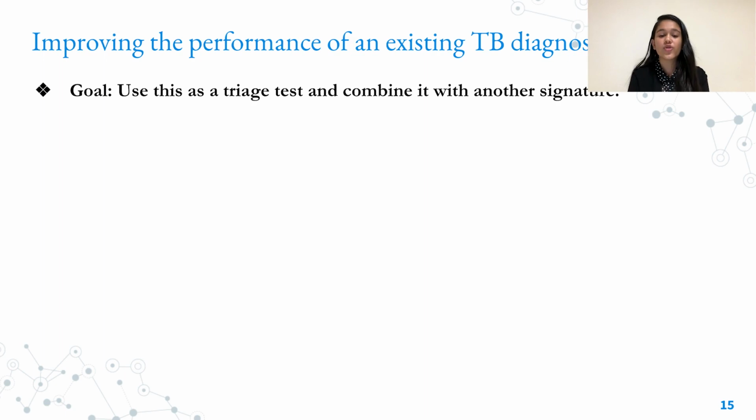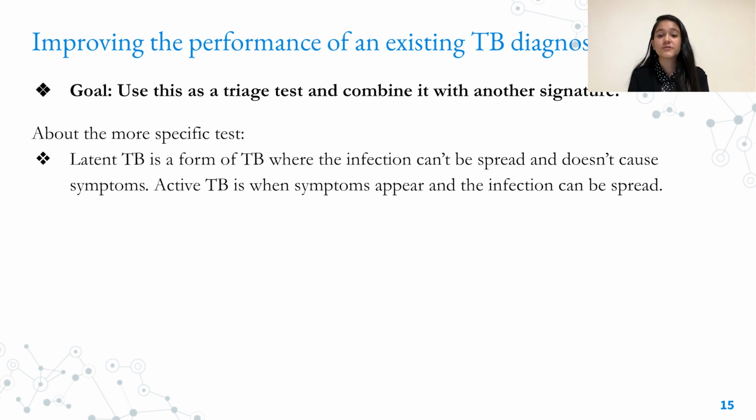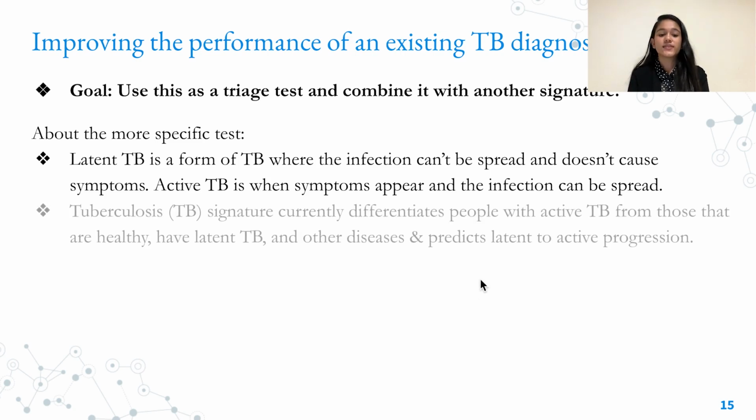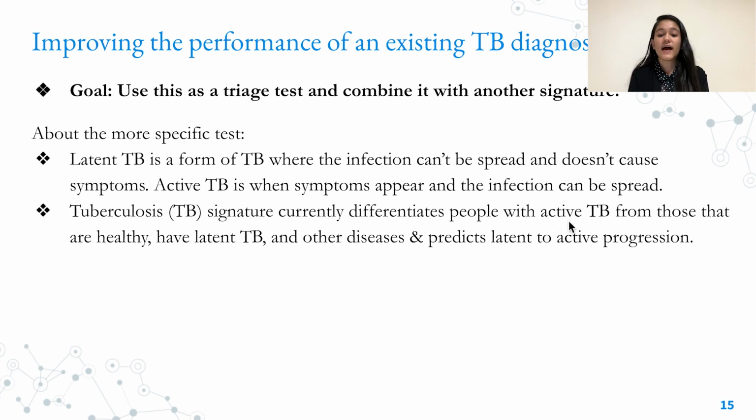Latent TB is when, although a patient is still infected, they don't experience symptoms, actively have the disease, or have the ability to infect others. Active TB, on the other hand, is when a patient is infected, experiences symptoms, and can spread the disease. Someone with latent TB can progress to active TB soon after getting infected, or at any other time when their immune system is weaker. The signature differentiates between people with active TB and those with healthy, latent TB and other diseases. It also tries to determine whether someone with latent TB will progress to active TB.